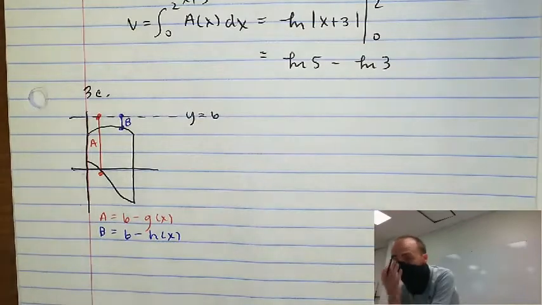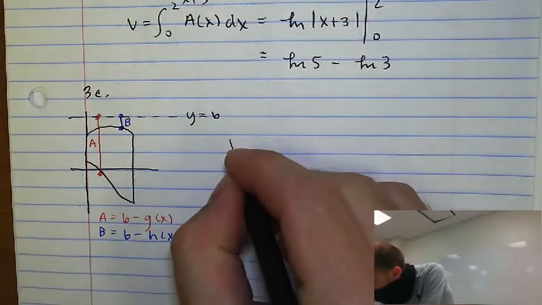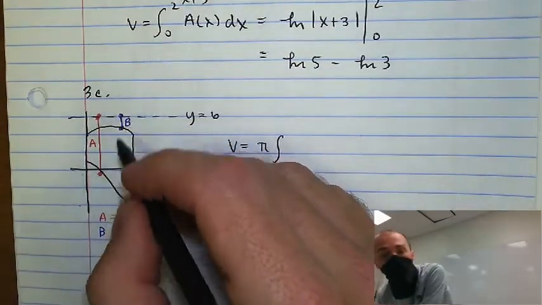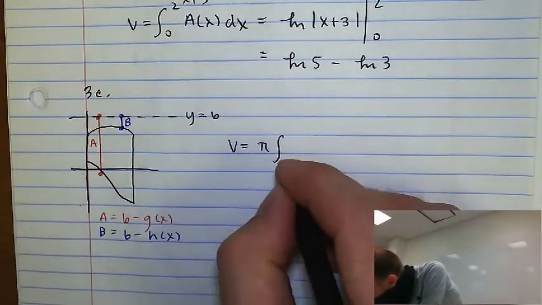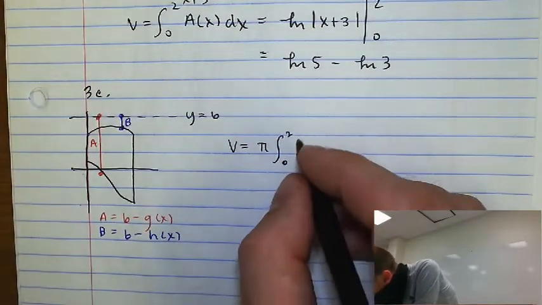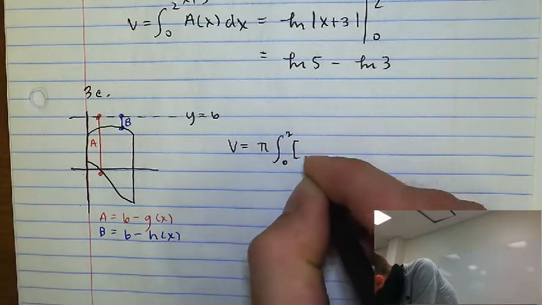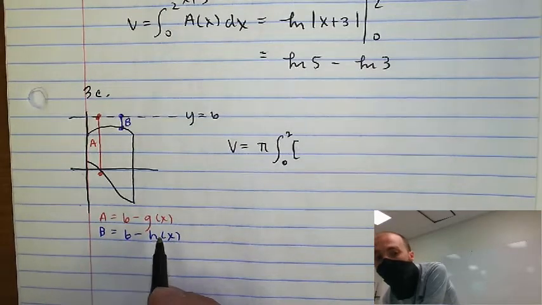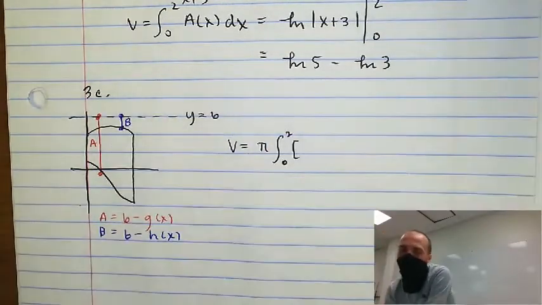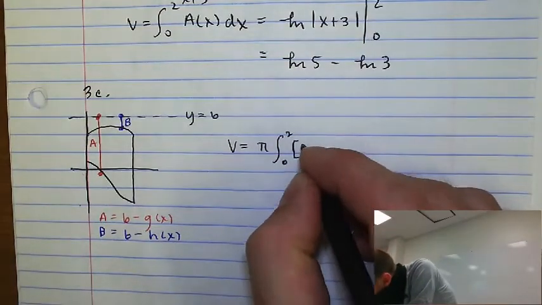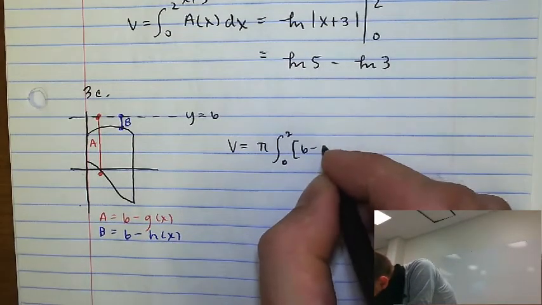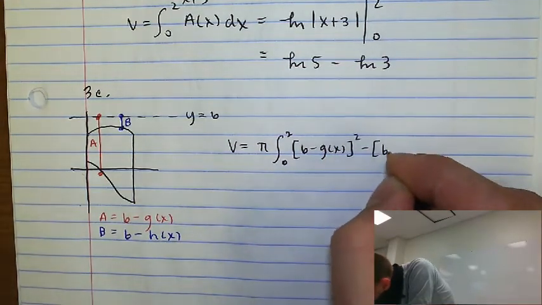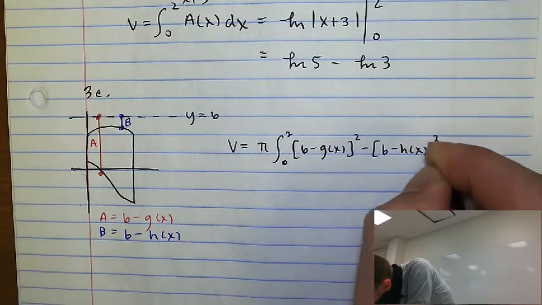Okay. And in conclusion, my volume, we know how to find volume in a washer situation. Volume is pi times the integral. We're rotating around a horizontal axis like the x-axis, so I'll be integrating from x = 0 to x = 2 of a squared minus b squared. If you're very explicit, let a = 6 minus g of x and b = 6 minus h of x, then you can say a and b, but I might just copy it this way: 6 minus g of x, squared, minus 6 minus h of x, squared, dx.